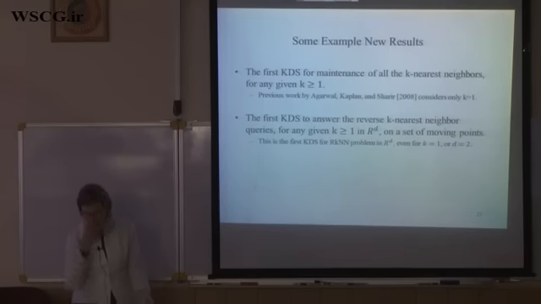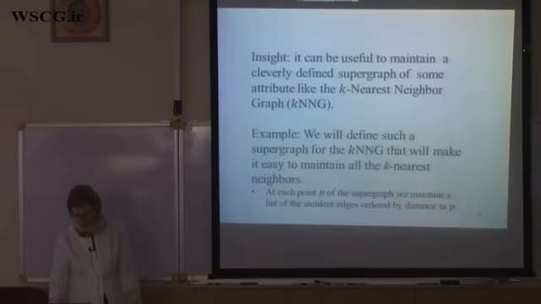So some example results that came out of this work with Zahed was the first kinetic data structure for maintaining all the K nearest neighbors for any given K, not just K equals 1, any K. And then the first kinetic data structure to look at these reverse K nearest neighbors. And in fact, it does so for any K in general d dimension. So I think it's a nice problem.